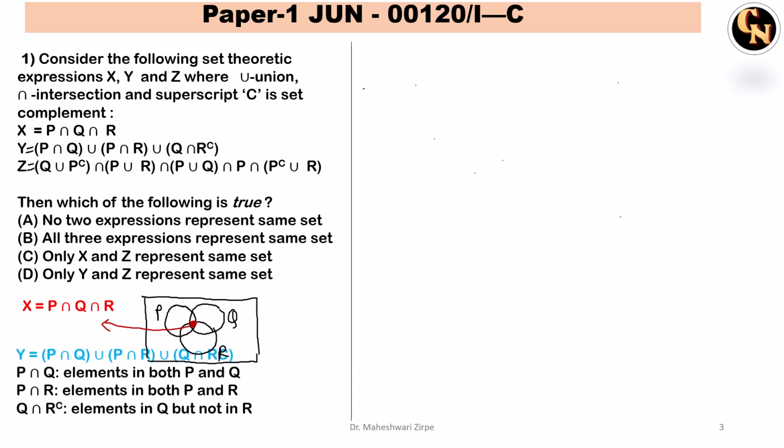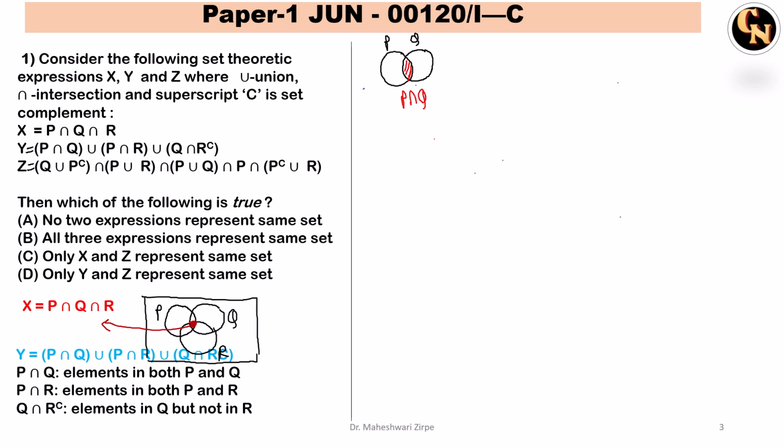Now the next one is Y. Y is what? P intersection Q, then P intersection R and Q intersection R complement, and then the union of them. So let us see what P intersection Q is first. Let me draw P intersection Q. Suppose there is a P set which is intersecting Q set. This is P and this is Q. So this shaded part will represent P intersection Q.